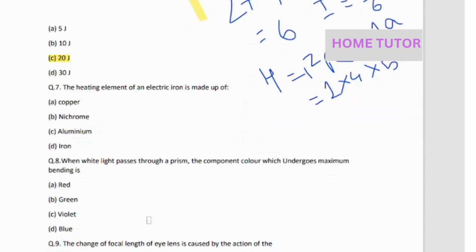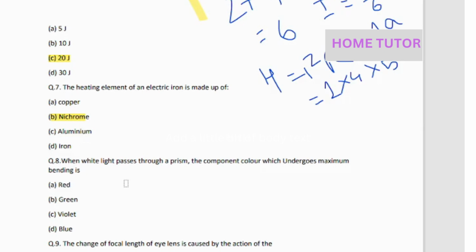Next question, question number 7. The heating element of an electric iron is made up of option A copper, option B nichrome, option C aluminium and option D iron. So the answer is option B, nichrome. As we know, nichrome is an alloy of nickel and chromium. It has a high melting point of 1400 degrees centigrade.